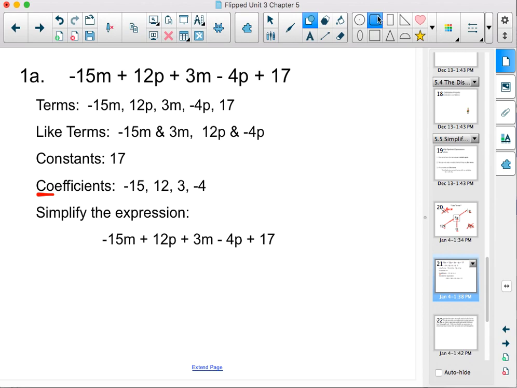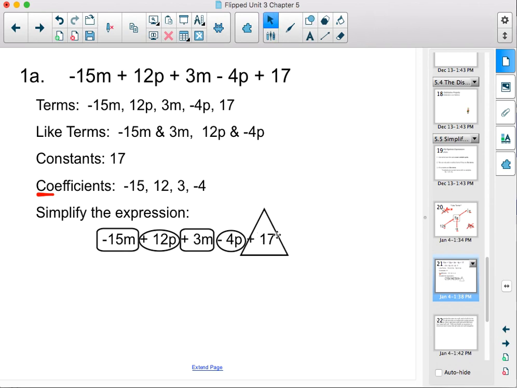To simplify this expression, the first thing I want to do is pick out those like terms. My first like term is negative 15m, and it is like positive 3m. I'm going to put boxes around them, okay? Next, I'm going to circle the next set of like terms, positive 12p and negative 4p. And then my last term is a constant. It does not have any like terms, but I can put a symbol around it if I want, okay?